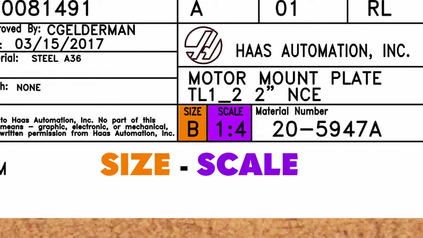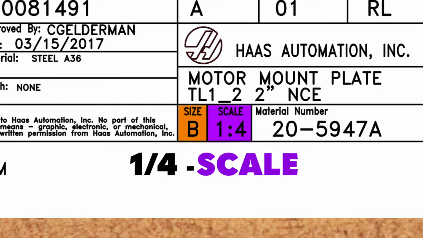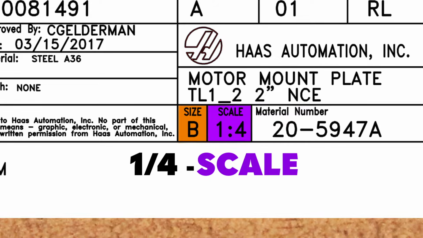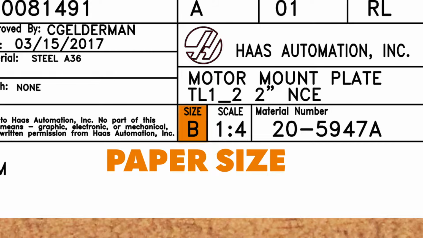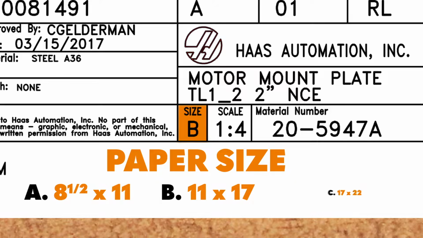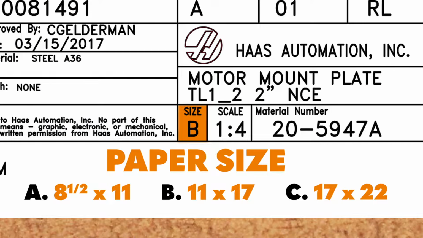Now in today's world of CAD systems, these don't mean as much, but it used to be that a designer would draw a part to scale. In this case, this was drawn at quarter scale, meaning it is drawn at 1/4 size of the actual finished part. Size here refers to the size of the paper the drawing is created on. A size is 8.5 by 11, B 11 by 17, C 17 by 22, and so on. Again, in this day of computers, it's usually not relevant. You'll usually just print out whatever size you need to be able to see all the dimensions on the print.